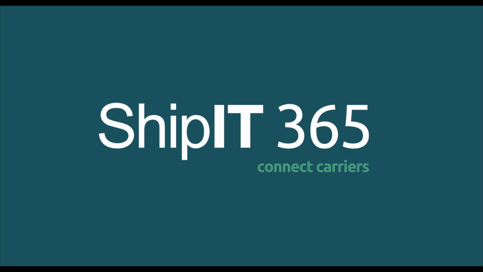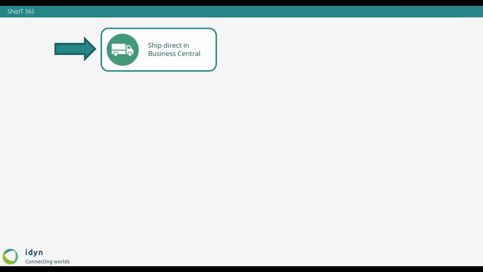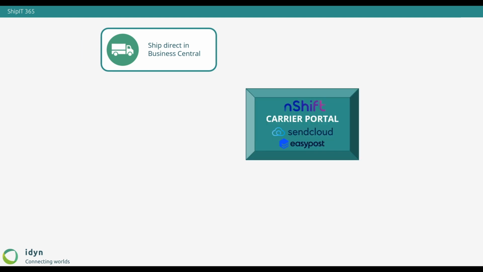With ShipIT 365, you can book a shipment directly from Business Central to your preferred carrier and print all transport documentation, including the shipping label. For this, we use so-called carrier portals. Now, to explain this, we will use a quick slide where I'll explain how we get to the final goal, which is to be able to start shipping directly from Business Central.